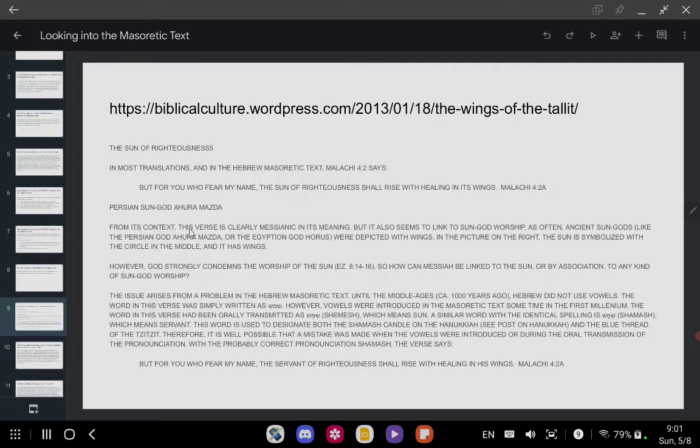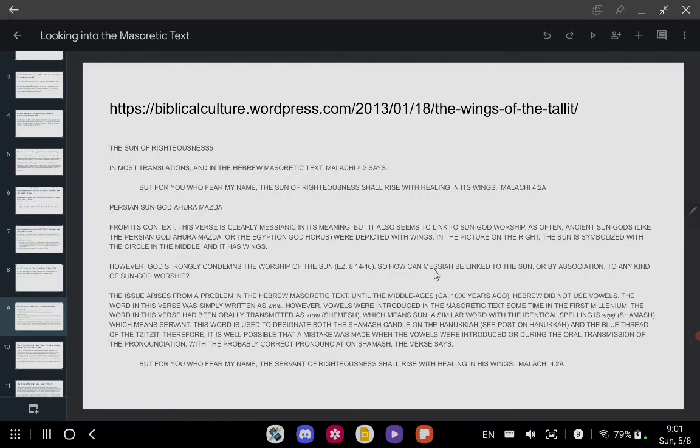From its context, this verse is clearly messianic in its meaning, but it also seems to link to sun god worship, as often ancient sun gods like the Persian god Ahura Mazda or the Egyptian god Horus were depicted with wings in the picture. Okay, so I just found this today. I didn't get the picture. However, God strongly condemns the worship of the sun.